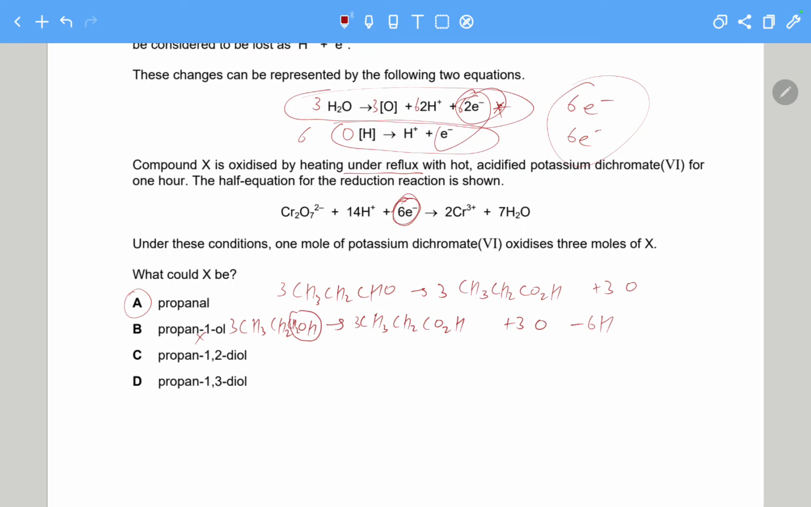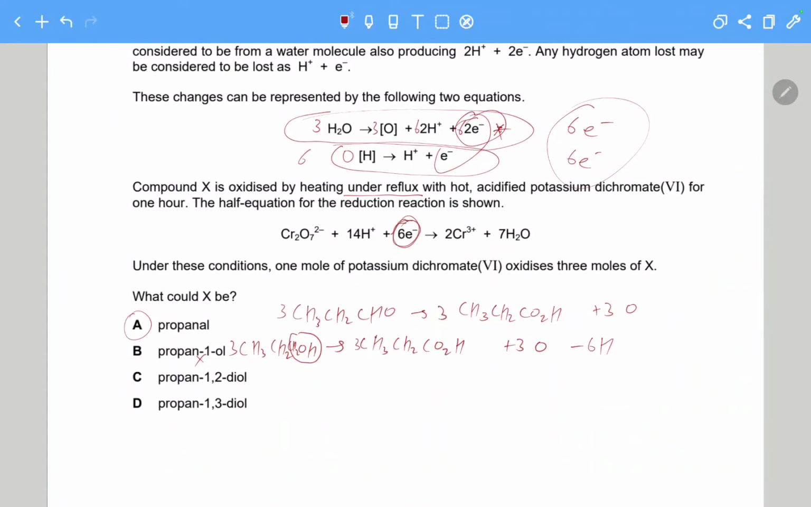And if you repeat this for option C and D, you'll probably see the same, because when we did it for propanol, we got the correct answer. But always check each option, because you may have made a silly mistake somewhere.